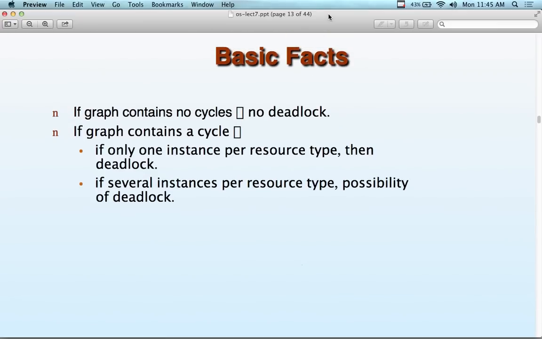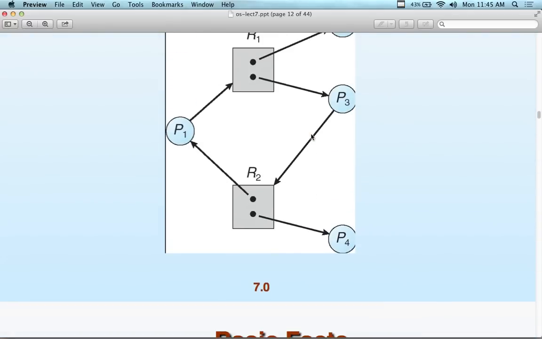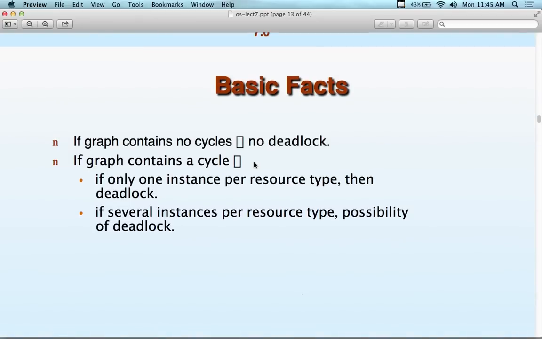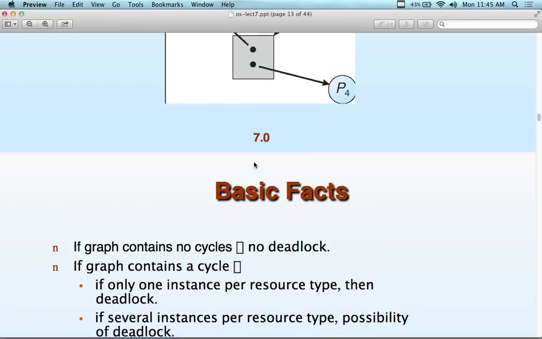So here are some basic facts. If a graph contains no cycles, then there's no deadlock at all. If a graph does contain a cycle, which means you've got two or more going for the same resource and a cycled pattern appearing in the graph, then if there's only one instance per resource type, you have a deadlock. And if you have several instances per resource type, there's a possible deadlock, but we don't know.